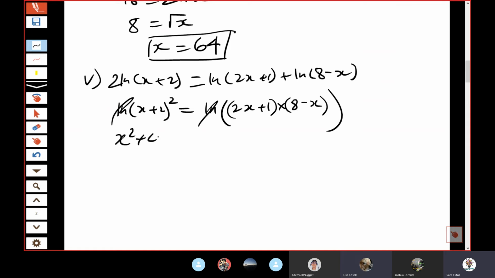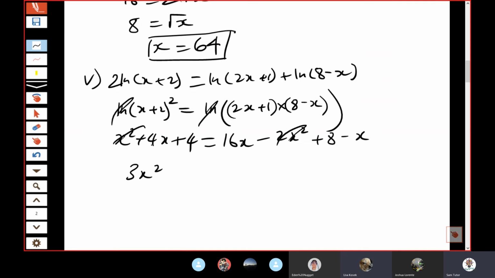And then x squared plus 4x plus 4, take away 16x, take away 2x squared plus 8, take away x. Bring everything to one side. So x squared plus 2x squared is 3x squared. 4 take away 16, take away x is negative 15, so that's negative 11. 4 take away 8 is negative 4.